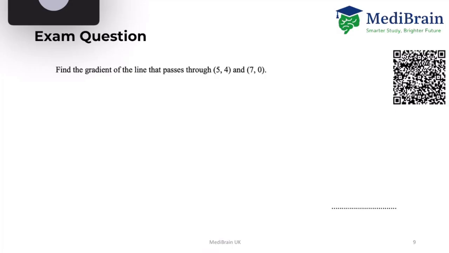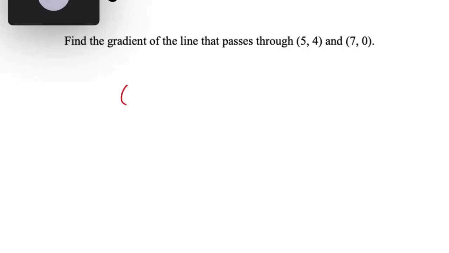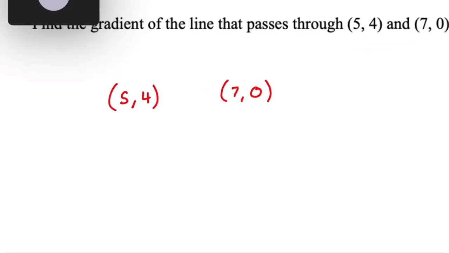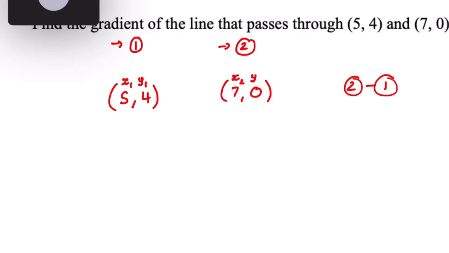Okay, so if we have a look at this, we've got two coordinates. We've got 5, 4, and we've got 7, 0. These are our two coordinates. We're going to label one coordinate 1 and the other 2. We're going to do 2 subtract 1. We're going to label each of the coordinates with the x and the y. This is our first coordinate, so we label it x1, y1. This is our second coordinate, so we label it x2, y2.